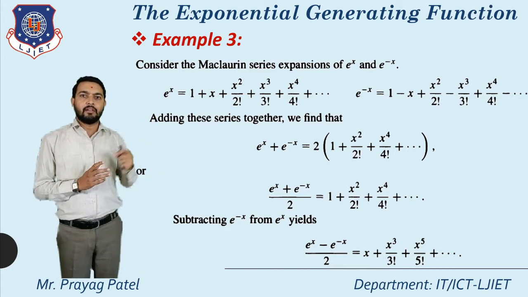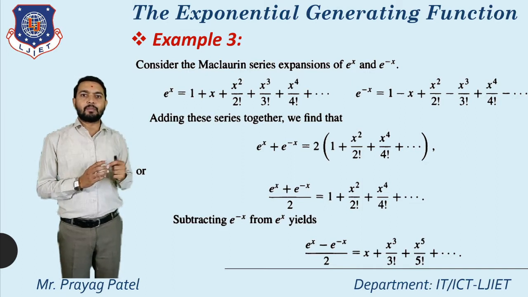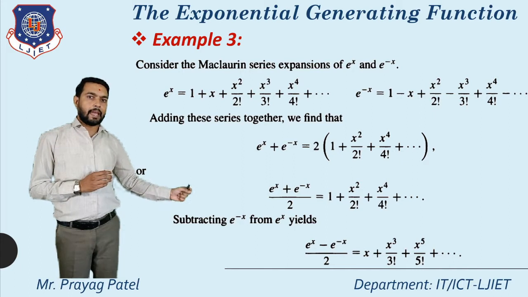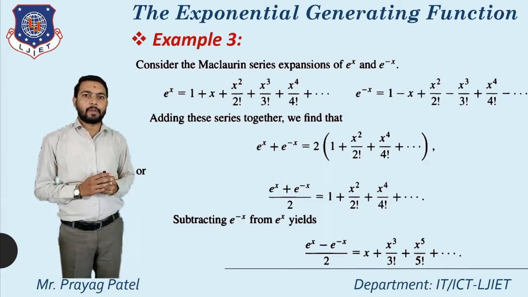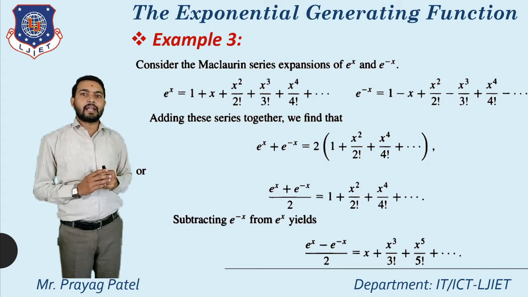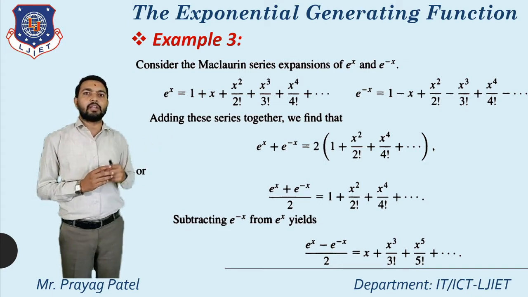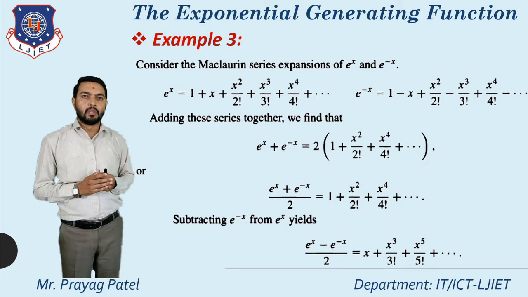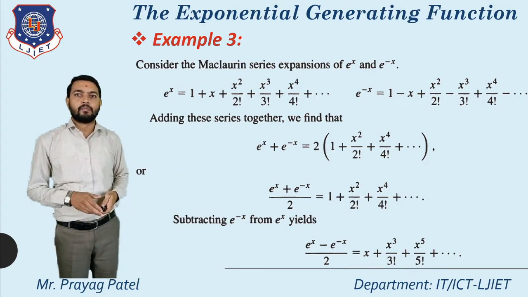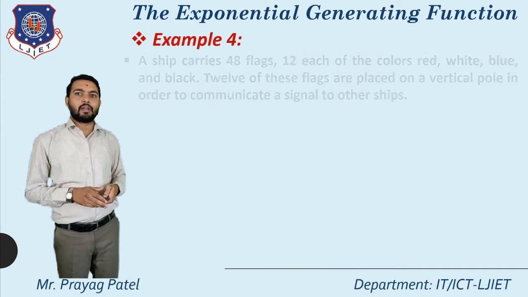Now if we subtract these two components, e raised to x and e raised to minus x, then our equation is e raised to x minus e raised to minus x divided by 2 is equal to x plus x cube by 3 factorial plus x raised to 5 by 5 factorial like this. So simply we can say that if we add the two components, then we will get the even sequence. If we subtract these two components, then we will get the odd sequence. So this is example number 3.